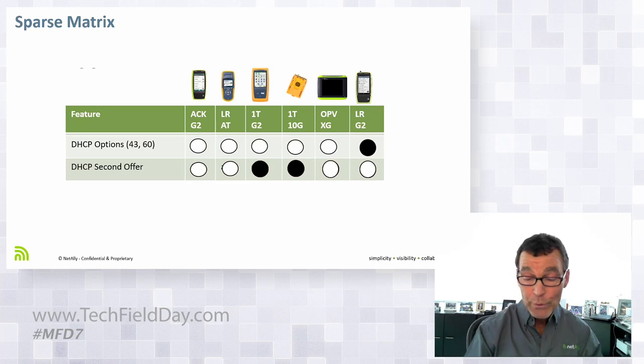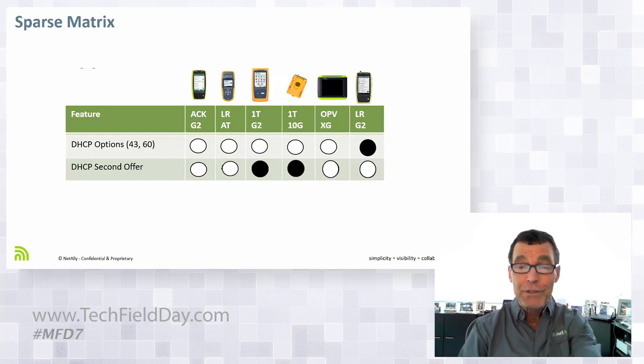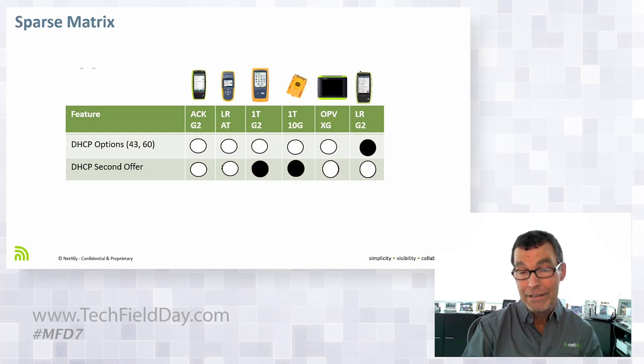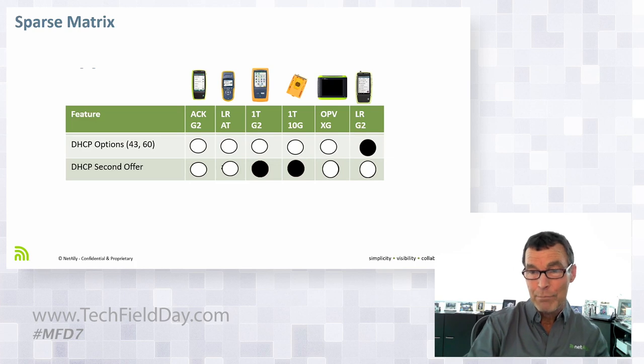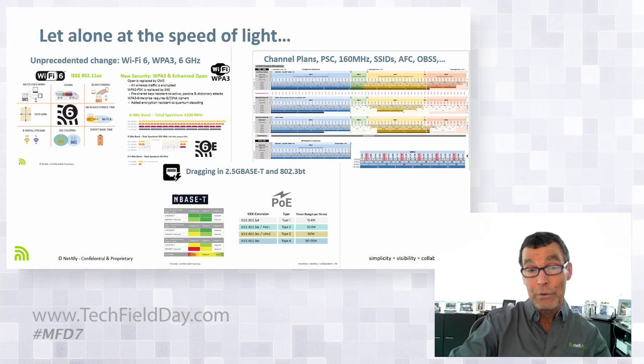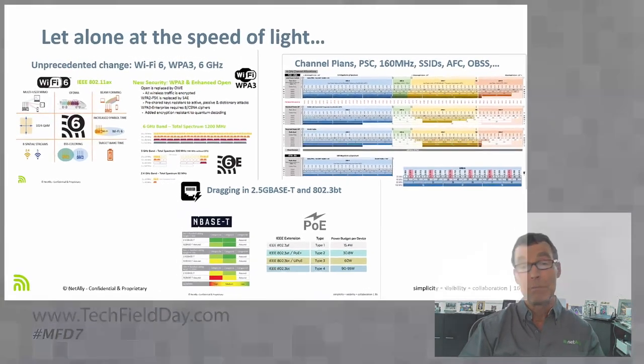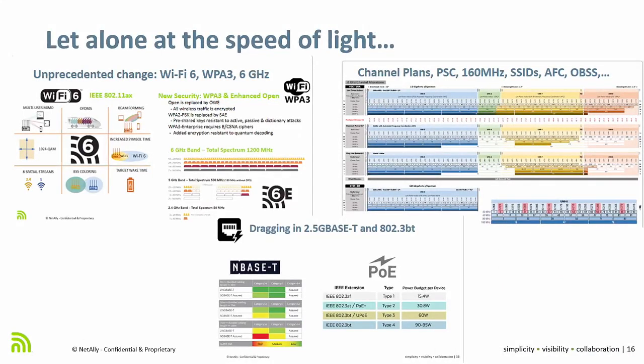So as we grow, this is just one thing, right? Just DHCP, and a fairly static feature. See what I did there? But in the realm of what's going on in the world, you've got the speed of light change going on, with WPA3 and Wi-Fi 6 and the 6 GHz space and channel plans and then upgrades and NBASE-T and higher power PoE. I mean, it's just a lot going on, right?